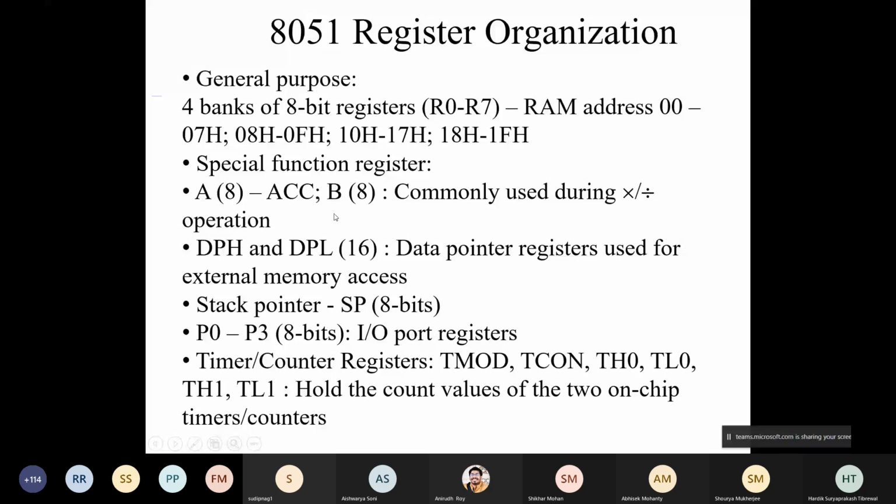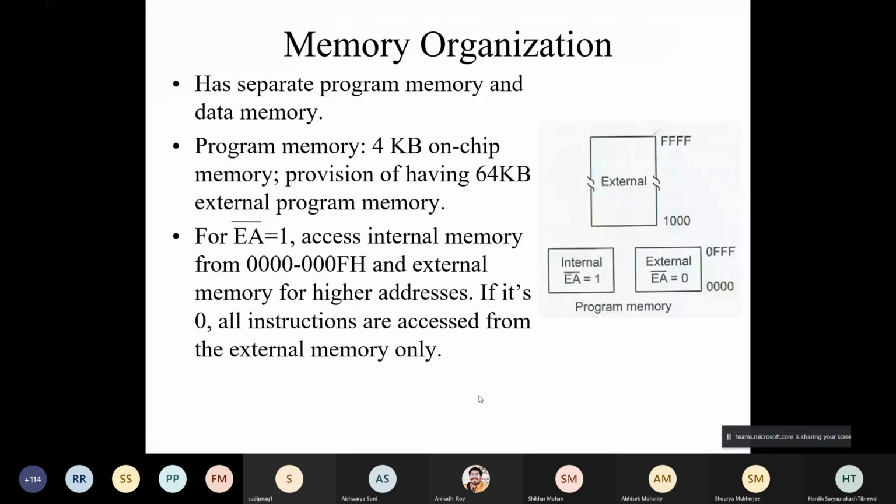But some of them can be merged, like DPH, DPL and TH and TL, so they can be merged. But you cannot merge TMOD and TCON, SP and IO ports. So those things are not allowed. But certain registers can be merged to make them 16 bits, and certain other registers you have to use separately. Now, TH and TL are the count value registers, which basically hold the values for counting or timer operation for on-chip timing applications. So, memory organization, we have seen the memory address range.